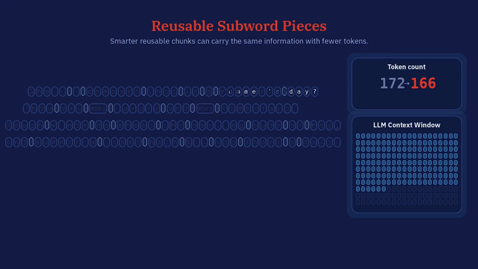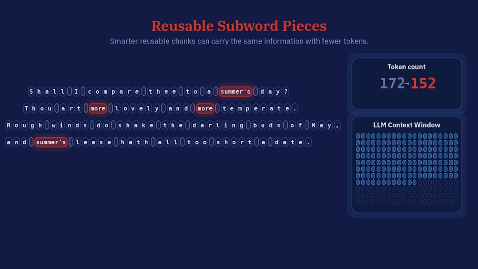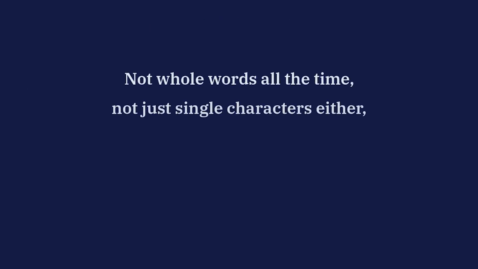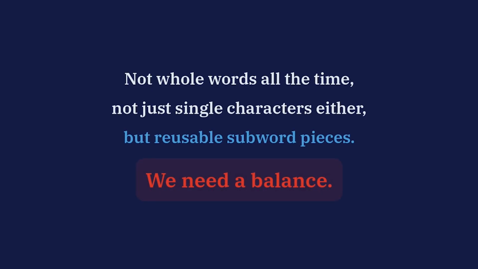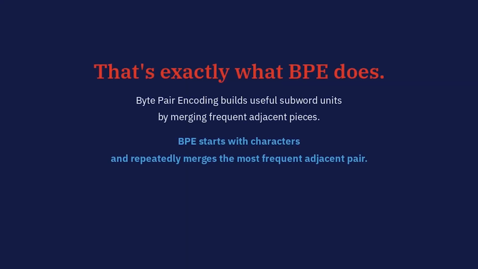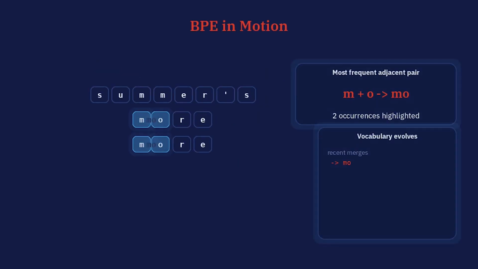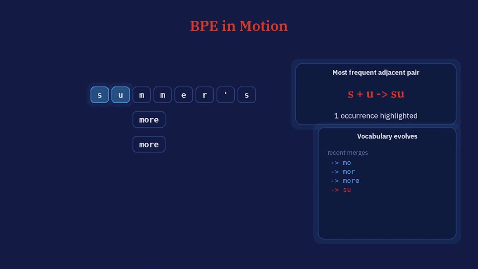But if we are smarter and add a few other items in our vocabulary, like "more" and "summers", the same paragraph can be represented in 152 tokens. This is an important saving for a large language model. Not whole words all the time, not just single characters either, but reusable subword pieces. And that's exactly what byte pair encoding does. It starts with characters and then repeatedly merges the most frequent adjacent pairs into a new token.